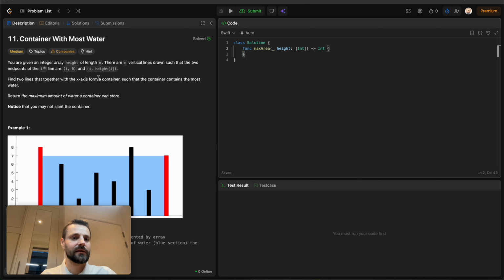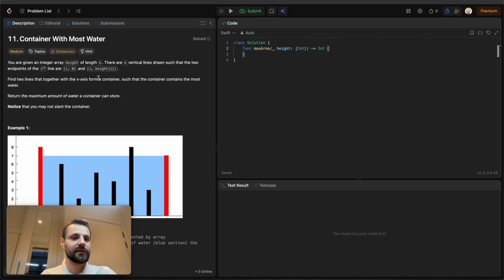There is an example here. You can see the lines, you can see the container of most water. The water inside is represented with this blue rectangle, and obviously the amount of water in the container is represented by the square of this rectangle.